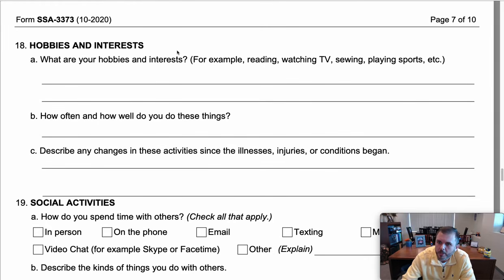Hobbies and interests. What are your hobbies and interests? Now remember, this is the present tense. What are your hobbies and interests currently? So these are going to be not things you had to give up, but things you enjoy doing.